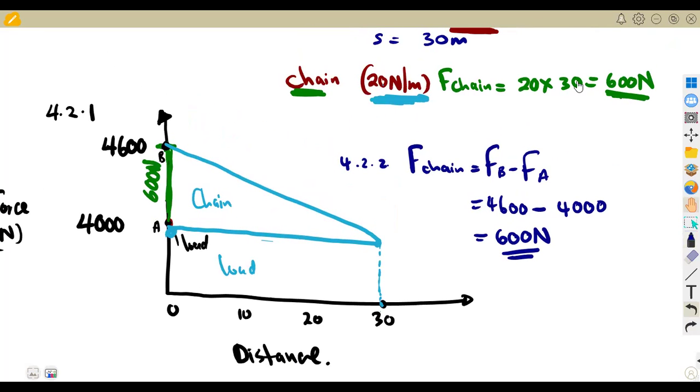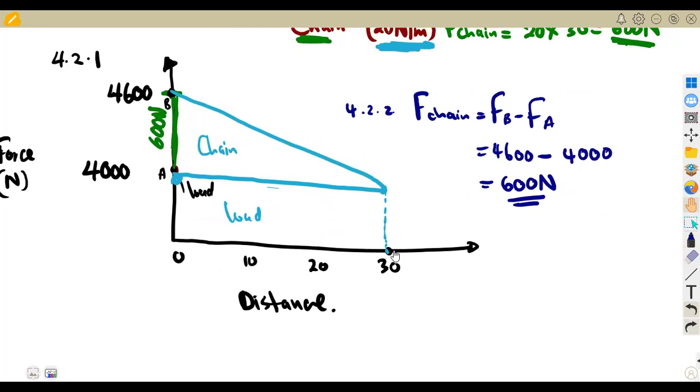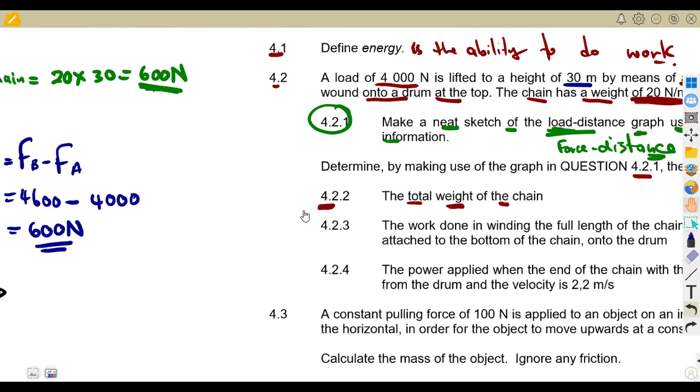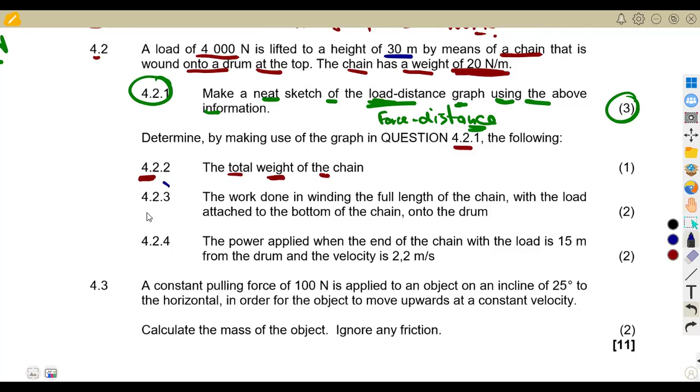This one was from calculation, Newton per meter times the number of meters that we are given, the total number of meters. That was the idea. All right. So that was it here.